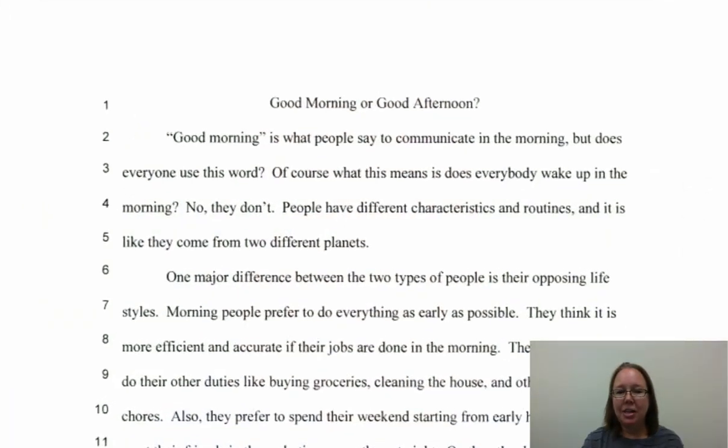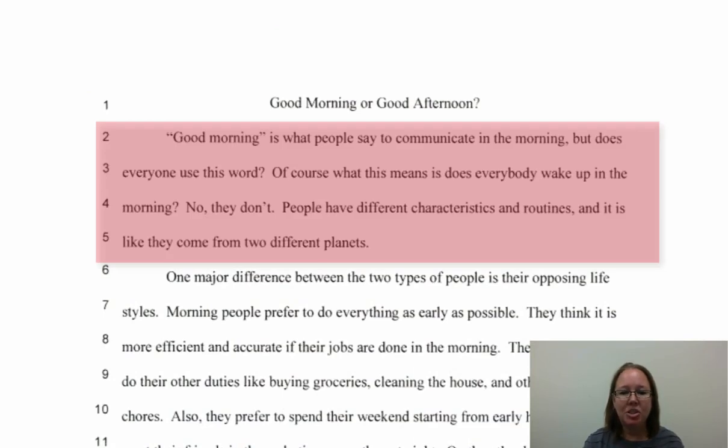This writer has a short introduction. It just has 4 sentences. Remember, you don't have to write a very long introduction. Just start with some kind of a hook, like this essay does. It starts with, "Good morning," is what people say to communicate in the morning. But does everyone use this word? That's an interesting question that will make the reader want to keep reading.